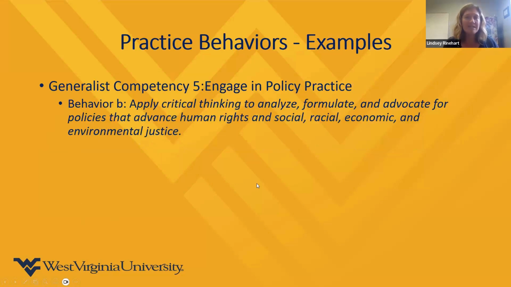So to pull out an example here, this is from Competency 5, Engaging in Policy Practice. And we just pulled out as an example to narrow down on this behavior B, apply critical thinking to analyze, formulate, and advocate for policies that advance human rights and social, racial, economic, and environmental justice. So again, still pretty broad language so that students at all different settings can fit this in.